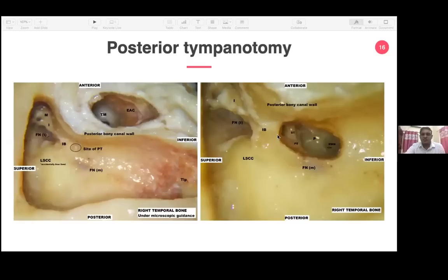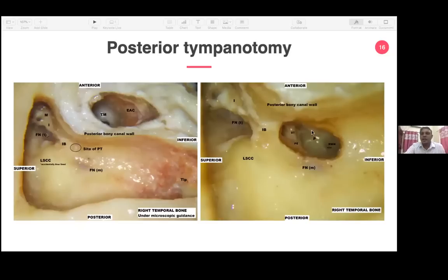The facial recess cells may be pneumatized or without any cells. Usually there will be a small cell which is constant, called the sentinel cell, that will lead into the posterior tympanotomy site or facial recess site. And once you open it very well, taking care that you don't injure the facial nerve and the chorda tympani or the tympanic annulus anteriorly, one can get into the middle ear here.